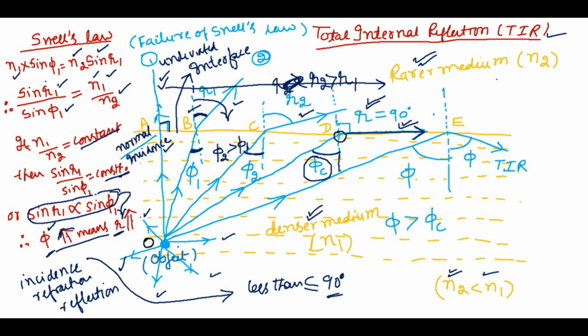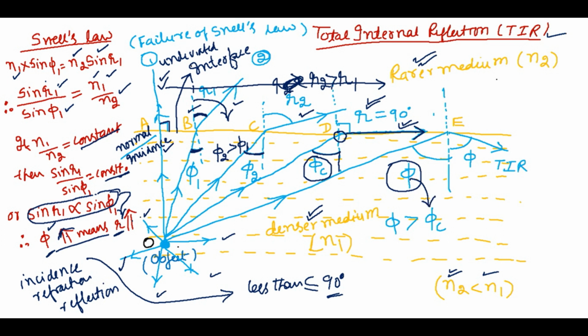Now, since the object is emitting light rays in all directions, if I consider another ray which is traveling farther in the denser medium, such that it strikes the interface at point P, which is still farther from point D, and point D is the point of critical incidence, then the angle of incidence, which is phi, will be more than that of the critical angle, you can see.